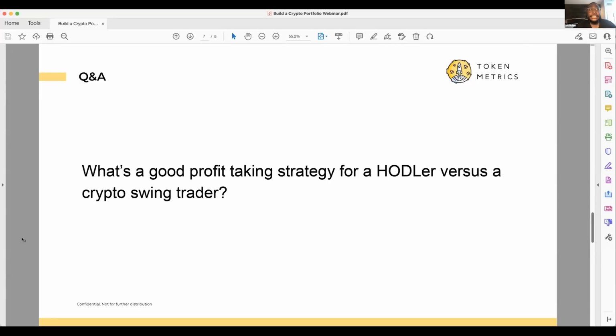A strategy could be maybe taking 10 to 20% off with every rally. A rally could be, let's say you have an early stage investment from a private sale or an IDO that does a 5x. I would definitely take some profits off the table, at least my initial investment, and probably 10 to 20% more. And then with every 5x or so, taking 10 or 20% off the table during rallies.